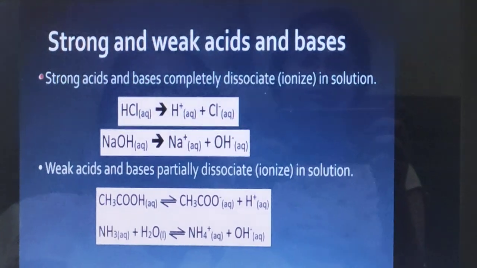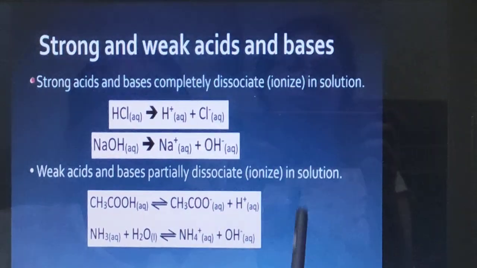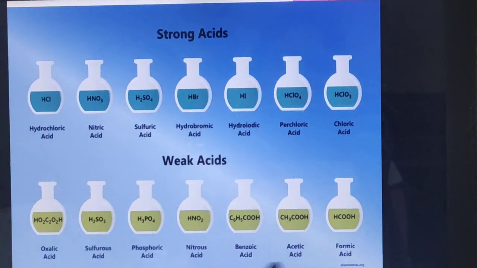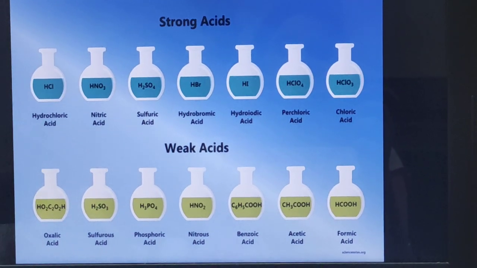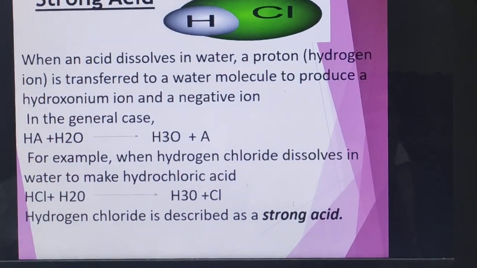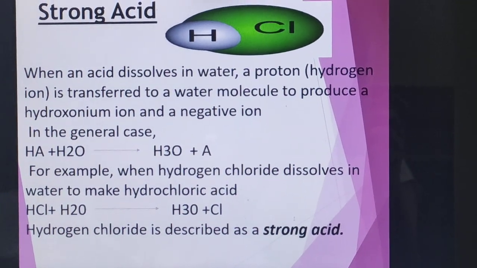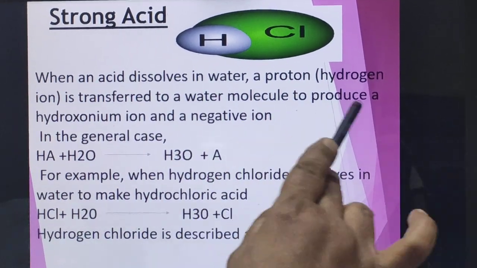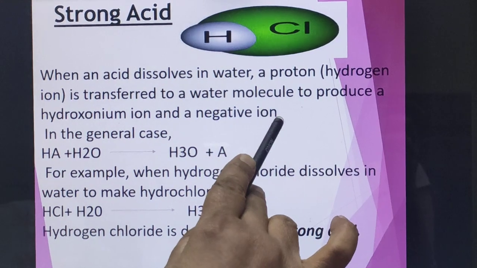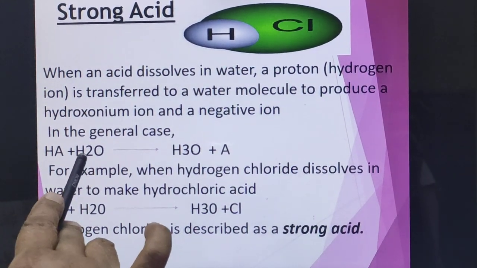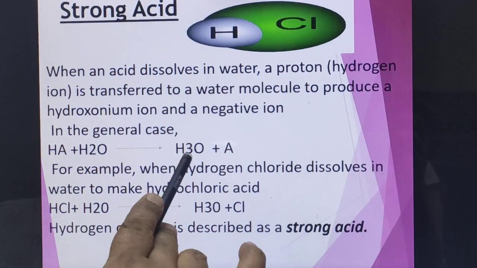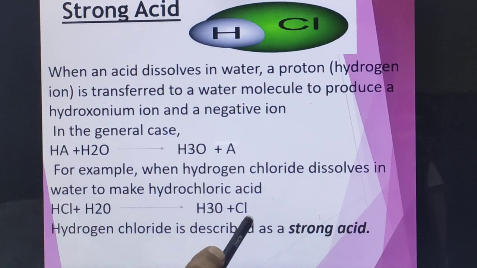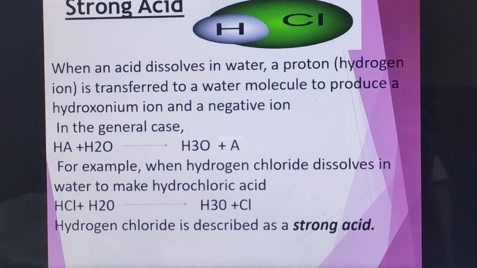Now we come to strong and weak acids and bases. Here are a few strong acids and weak acids. You can go through this slide and know which are strong and which are weak. Now, what is a strong acid? When an acid dissolves in water, a proton, a hydrogen ion, is transferred to a water molecule to produce a hydronium ion and a negative ion. I have taken one example: HCl reacts with H2O to give you hydronium ion and Cl-. HCl is a very strong acid.